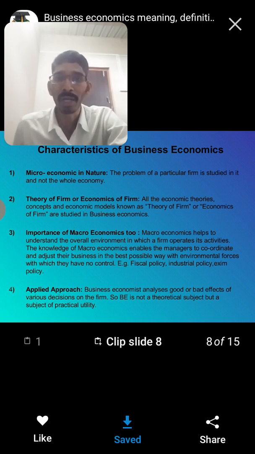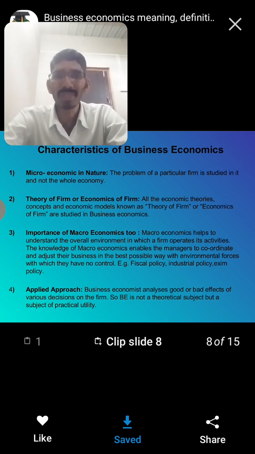Another characteristic of business economics is the importance of macroeconomics. Macroeconomics helps us understand the overall business environment, the overall field of business, in which all the activities of the business firm operate. The next one is the applied approach. Business economics analyzes good and bad situations in decision making and forward planning in the firm. These are the characteristics of business economics.